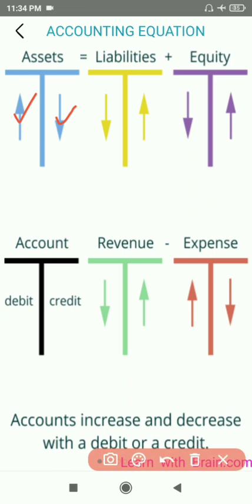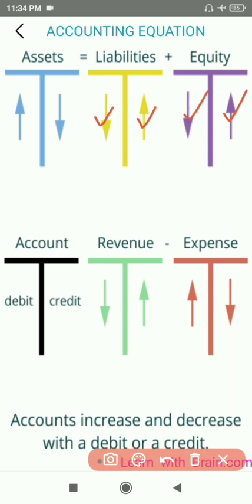Now we will discuss liabilities. If liabilities increase, we will credit the liabilities account. If liabilities decrease, we will debit the liabilities account. Equity is also like a liability. In the same way, if equity increases, we will credit the equity account. If equity decreases, we will debit the equity account.